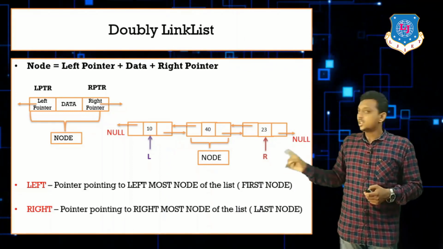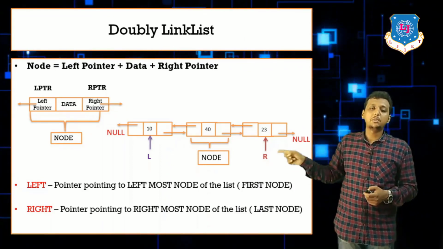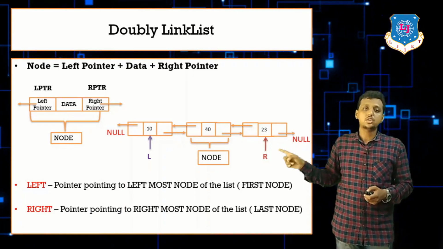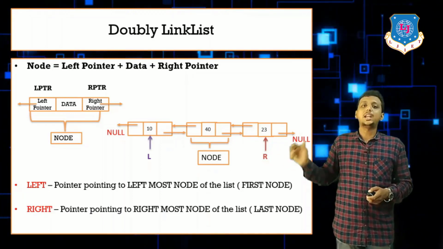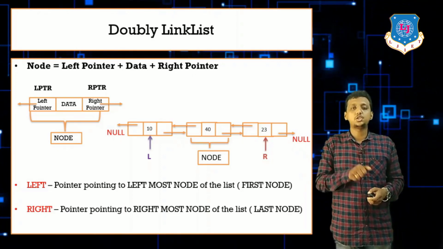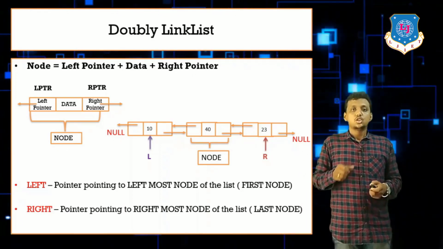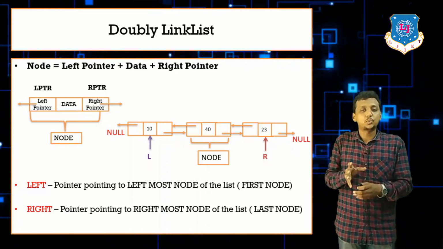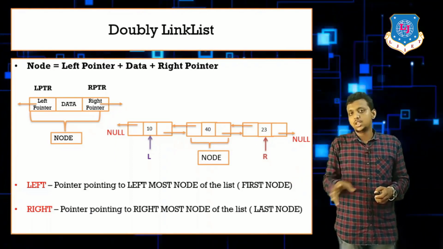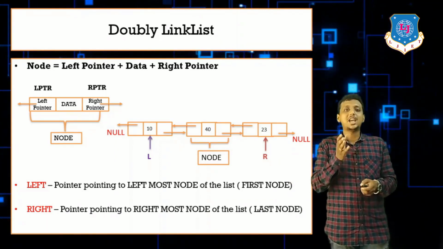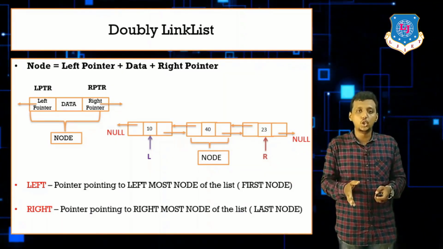See, the left pointer of the first node of the doubly linked list is pointing to null, and the right pointer of the last node is pointing to null. So what do we call the left pointer or right pointer? Students, we have one unique name, that is LPTR and RPTR. I already told you about it.